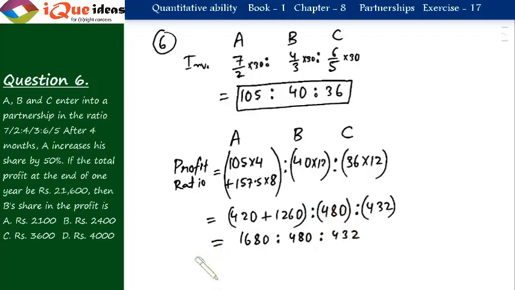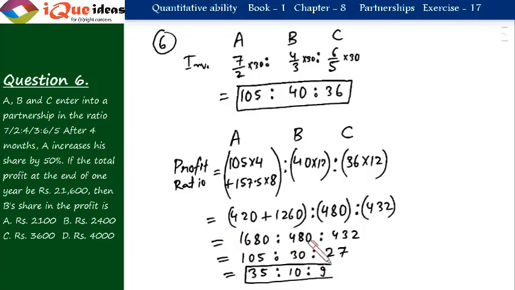Now divide as much as possible. I think they are all divisible by 16. So divide by 16. First one will be 105. Second one will be 30. And the third one will be 16 twos are 32, and 112. So it is 27. Then all of them are divisible by 3. So it becomes 35 is to 10 is to 9. Alright.